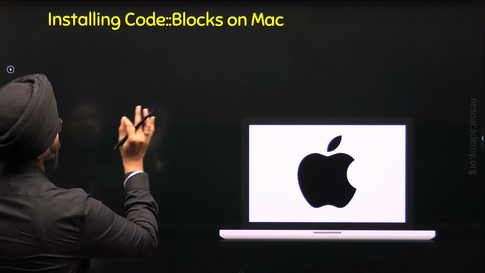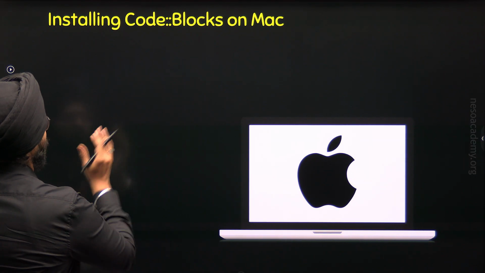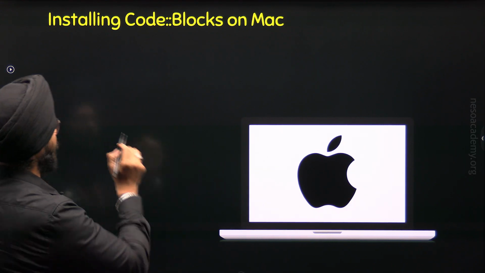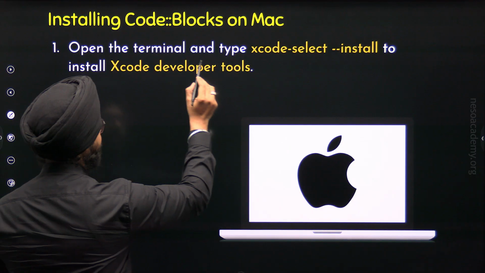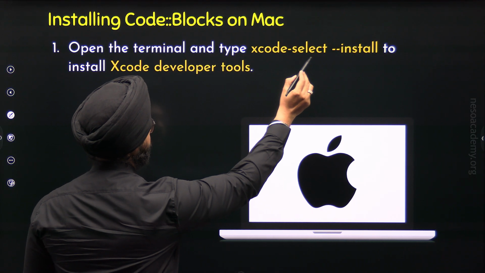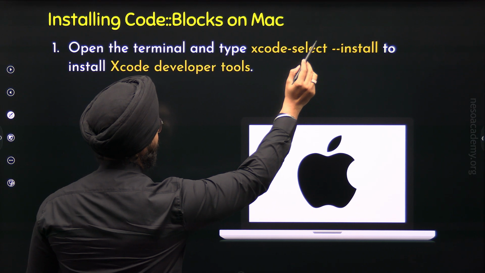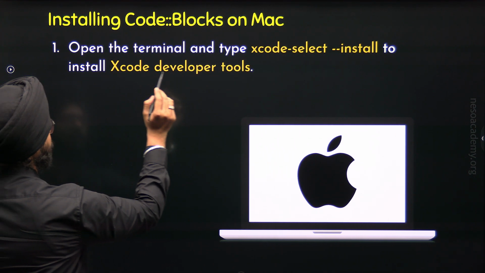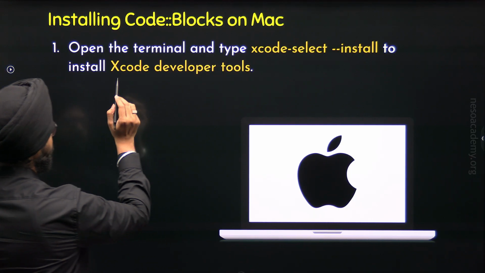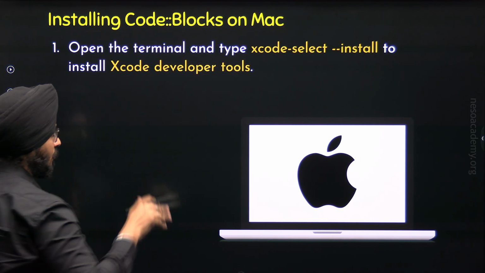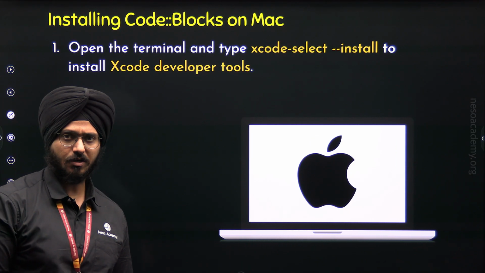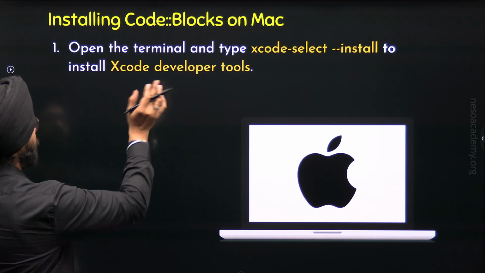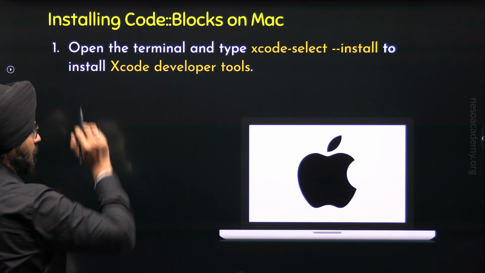In order to install Code::Blocks on a Mac machine, we need to follow some steps. Let's see what those steps are. The first step is to open the terminal and type xcode-select, then space, and then two hyphens, install, to install Xcode Developer Tools. If you don't have Xcode Developer Tools already installed on your Mac machine, you first need to install them. For this purpose, you first need to open the terminal.